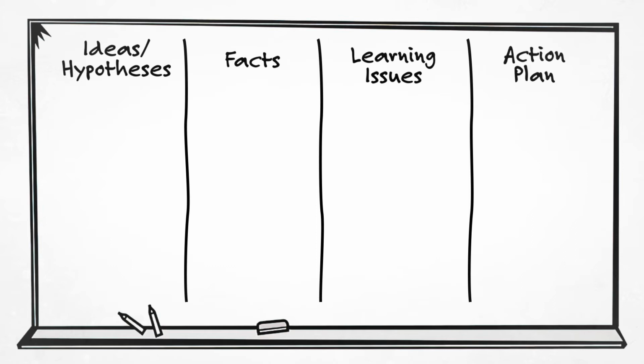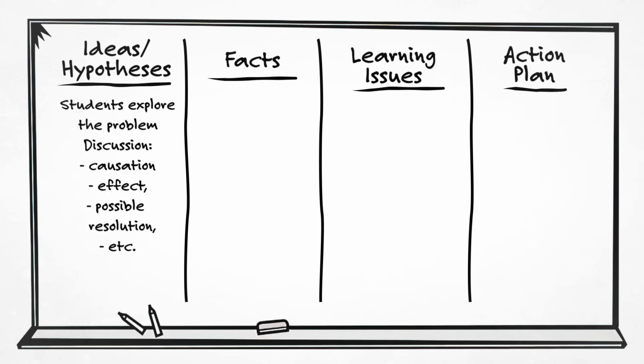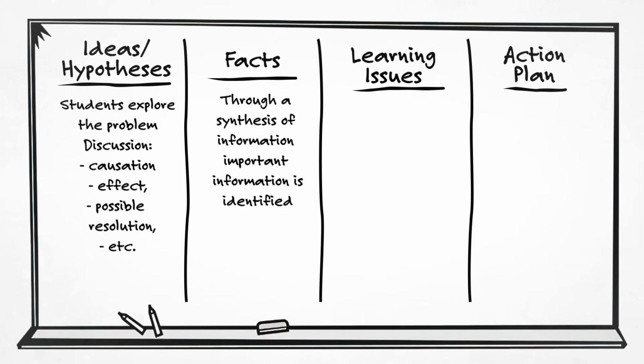On a whiteboard, large notepad, or shared electronic document, have the group create a chart with 4 headings: ideas and hypotheses, facts, learning issues, and action plan. Ideas and hypotheses. Students explore the problem, may involve discussing causation, effect, possible resolution, etc. Facts. Through a synthesis of information obtained through inquiry, the important information starts to be identified.